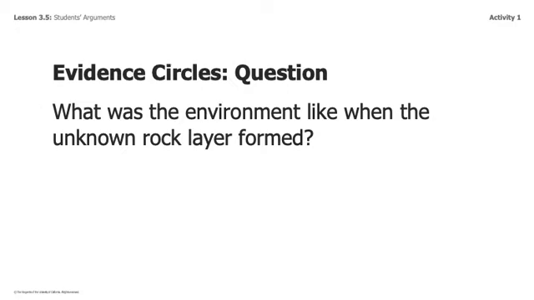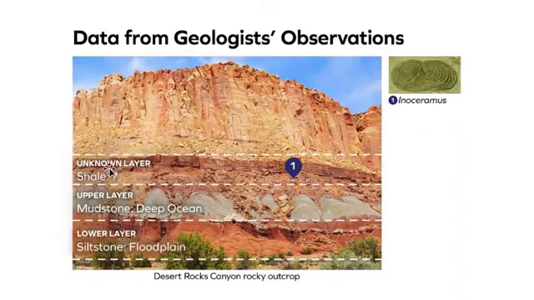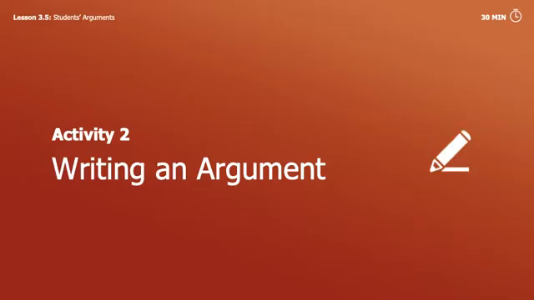I want you guys to think, what information do we have so far? All we have really is that it's a top layer, meaning it's a newer layer, and that it's made out of shale, and that there is this fossil there. Okay, now moving along, we will be writing an argument.